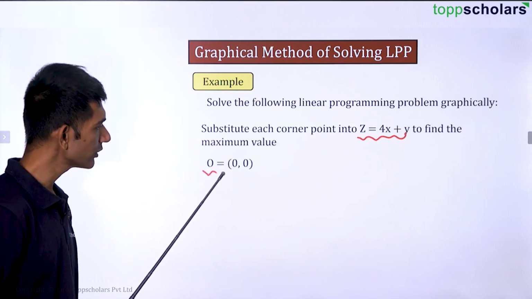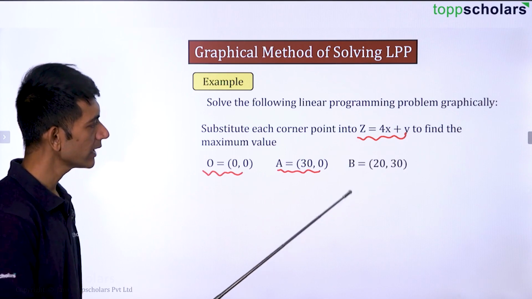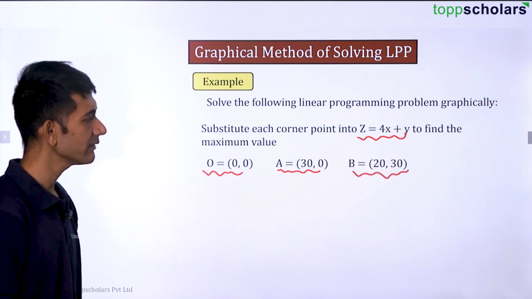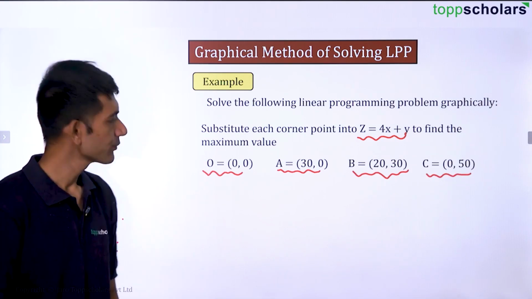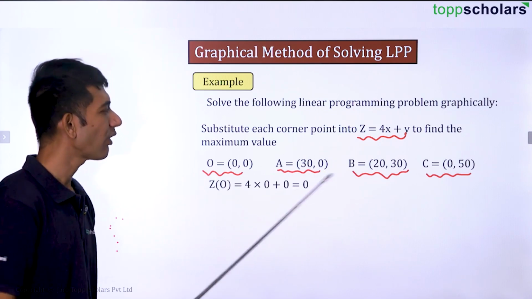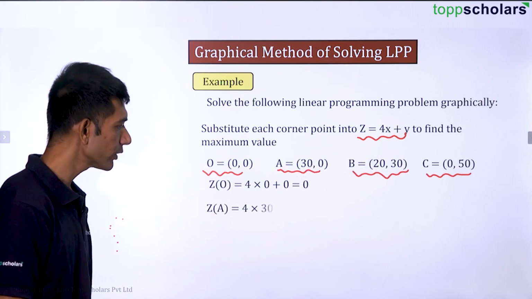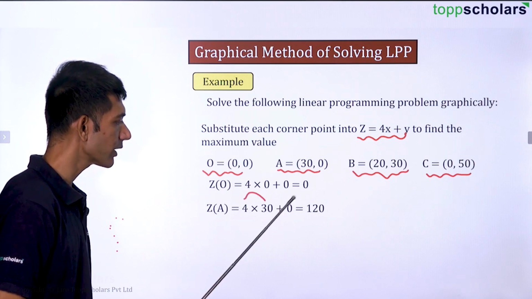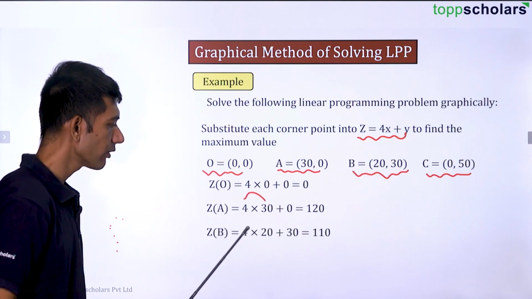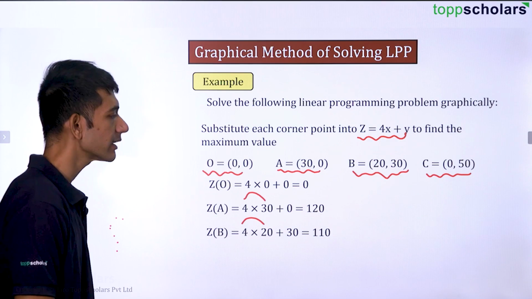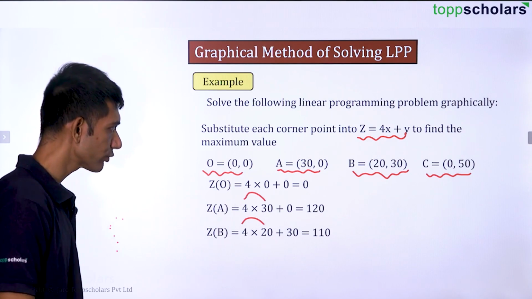So let us first put 0, 0. Then we will put point A 30, 0. Then we will put 20, 30. And finally we are going to put 0, 50 and check which value is the maximum value. Here if I put 0, 0, obviously this is going to be 0, 4 into 0 plus 0. Let me put 30, 0. That is 4 into 30 plus 0. 4 into 30 is 120. 120 plus 0 is 120. Then let me put 20, 30. That is 4 into 20 plus 30. 80 plus 30 is 110. And then finally let me put 0, 50. That is 4 into 0 plus 50.